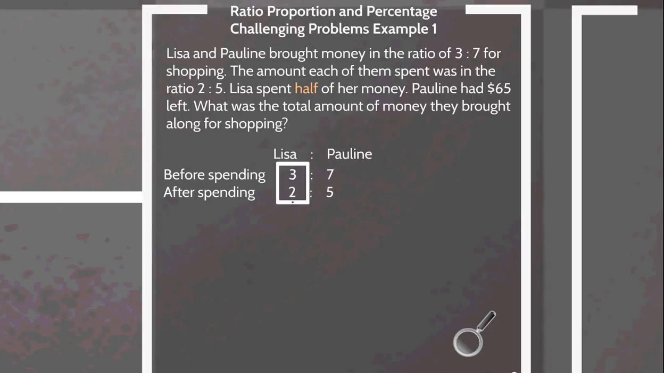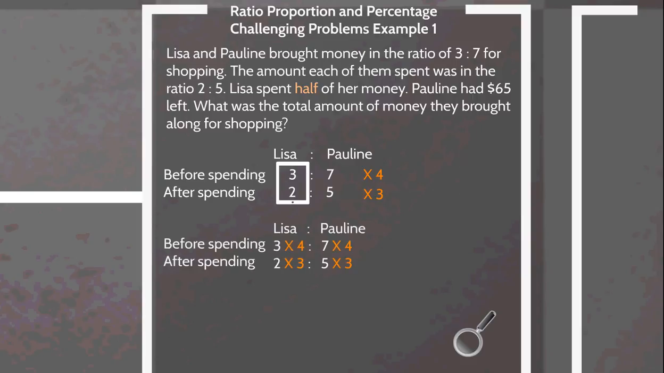We can actually multiply by 4 the ratio 3 to 7, so that when 3 is multiplied by 4 we get 12, right? And the after spending ratio we can multiply by 3, so that 2 times 3 will give us 6, and so that we get this 12 and 6 to make it half.